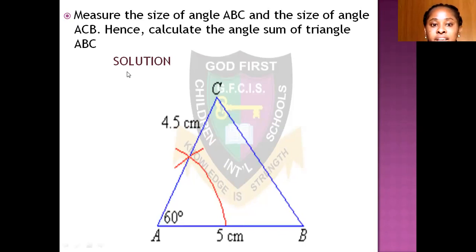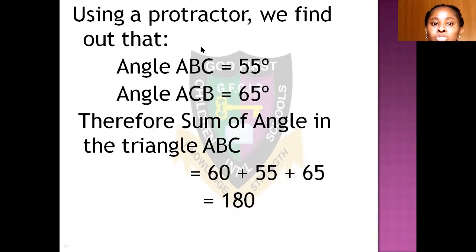Question number two says, measure the size of angle ABC and the size of angle ACB. Solution: using a protractor, we want to find angle ABC and angle ACB. Using your protractor, you can get the angles.